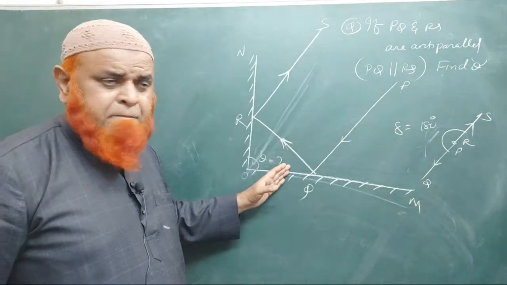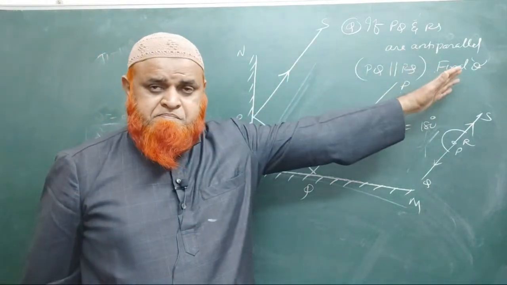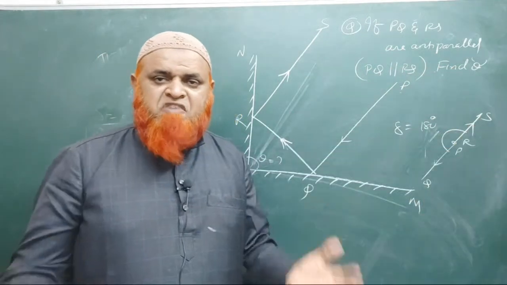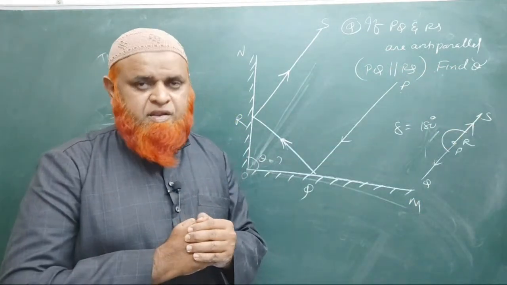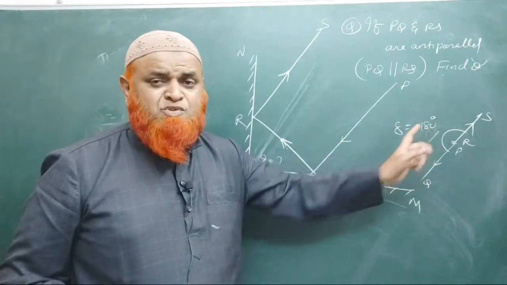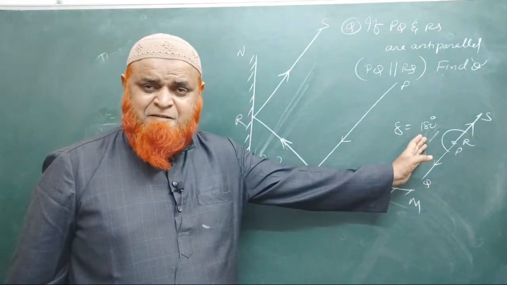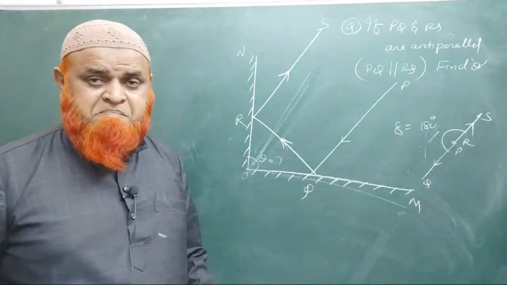Coming like this, moving like that. So deviation is going to be 180 degrees. So if deviation is going to be 180 degrees, then what is this angle theta?